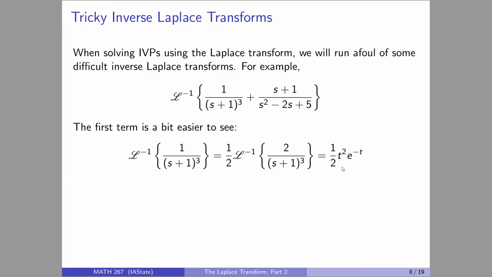So the first one is a little easier to digest. Whenever you see an s minus a quantity to a power, that's going to be a Laplace transform of a power of t, but multiplied by an appropriate e to the at. So that one isn't too bad. It's still a little tricky, and it's one of those where you get an eye for these after you do a few of them. You can start seeing that I need this to match that.